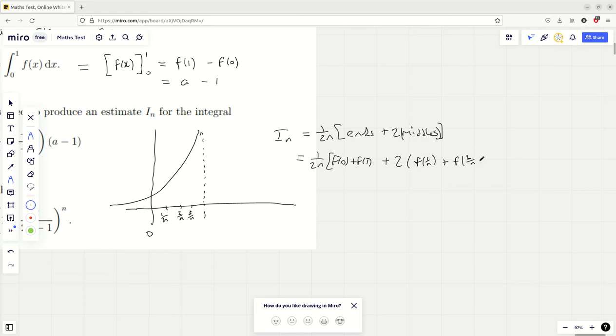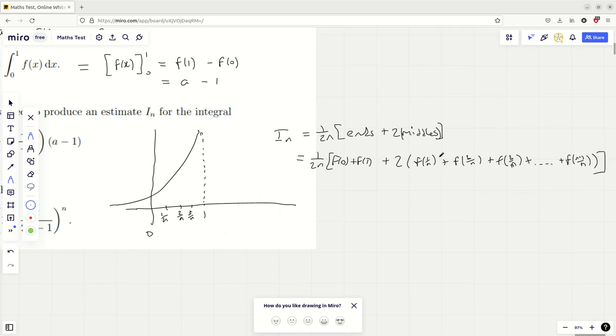So this is actually f of 2 over n plus f of 3 over n plus, now this is obviously your nasty bit, isn't it? Now it's the bit just before f of 1, the last one. That'll be n minus 1 over n. And that's the last one, and that's the end of our trapezium rule.